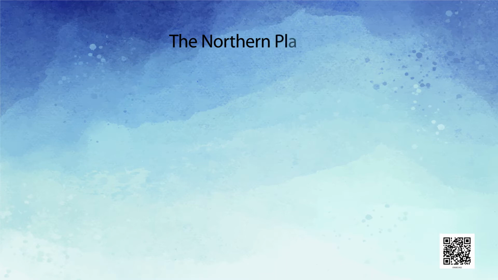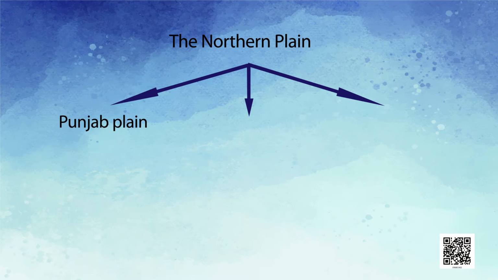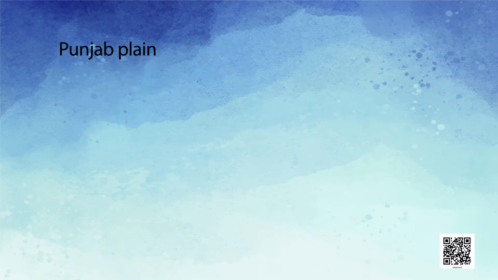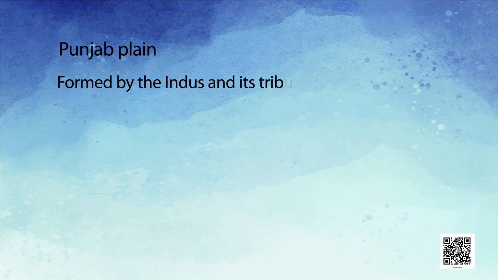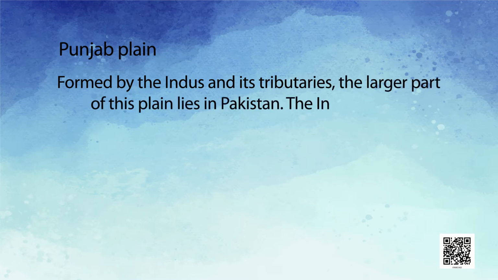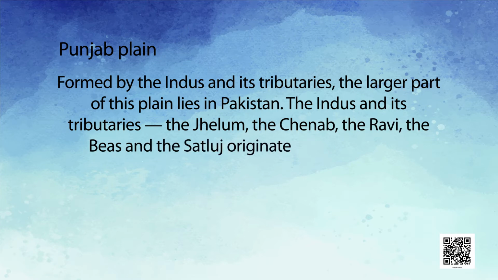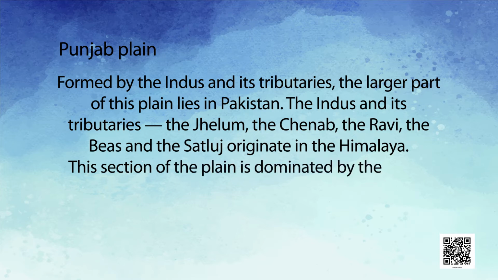The northern plain is broadly divided into three sections. They are Punjab Plains, Ganga Plains and Brahmaputra Plains. The western part of the northern plain is referred to as the Punjab Plains. Formed by the Indus and its tributaries, the larger part of this plain lies in Pakistan. The Indus and its tributaries, the Jhelum, the Chenab, the Ravi, the Byas, and the Satluj, originate in the Himalaya. This section of the plain is dominated by the Doabs.